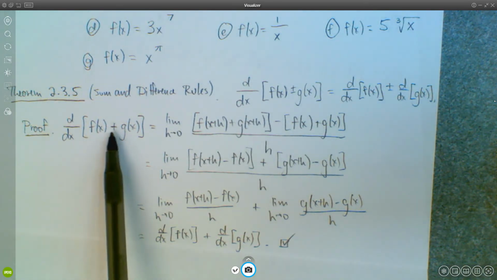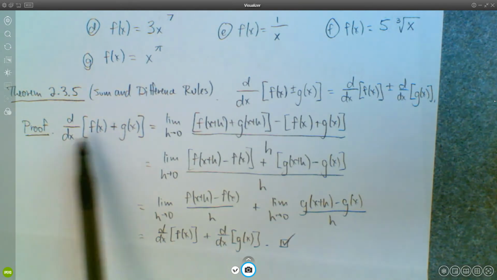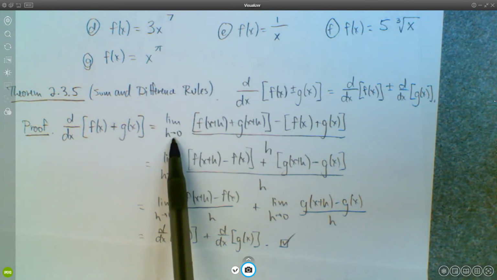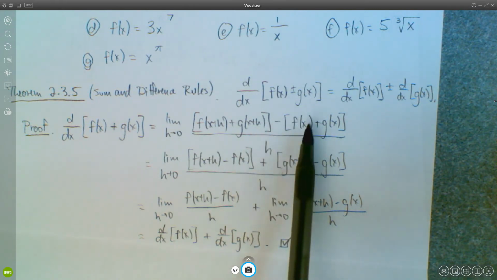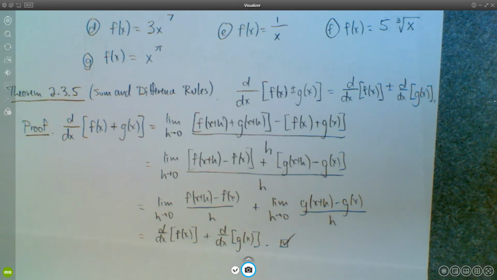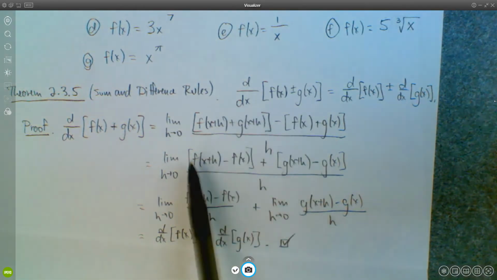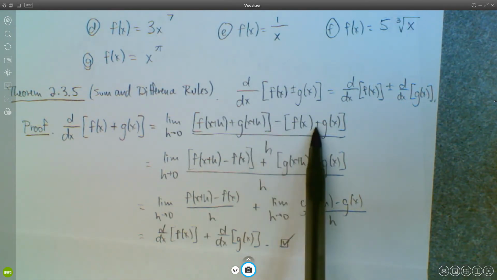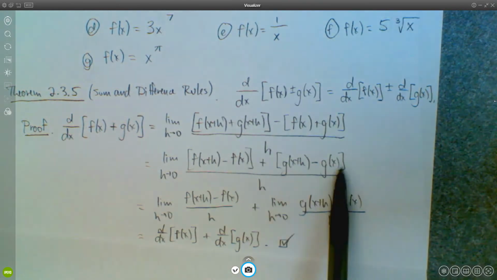I'm just going to prove the case for addition. Subtraction would go similarly. If we want to take the derivative of f of x plus g of x, we would do the limit as h approaches 0 of f of x plus h plus g of x plus h, minus f of x plus g of x, all over h. But you can rearrange the terms, right? You can take this negative f of x and put it together with the f of x plus h. When you distribute the negative here, you'll have a negative g of x, and you can take that negative g of x and put it together with the g of x plus h.